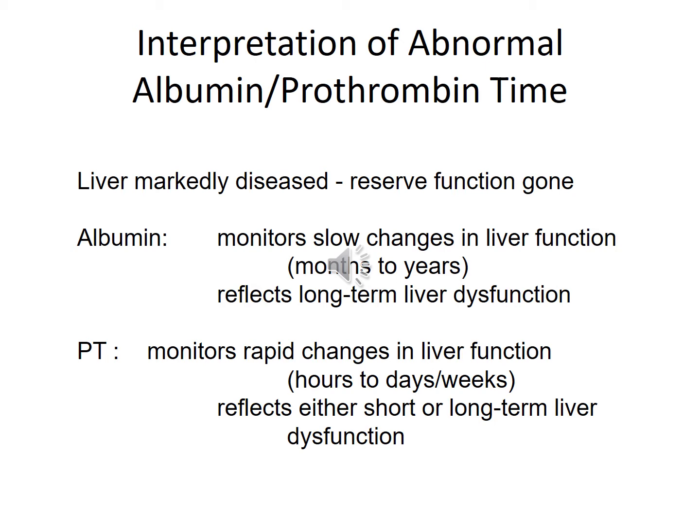If the liver is markedly diseased, the reserve function will be lost. It is worth noting that albumin monitors slow changes in liver function because its half-life is somewhat prolonged, reflecting long-term liver dysfunction. The prothrombin time, on the other hand, monitors rapid changes in liver function, hours to days, maximally weeks, because it reflects either short or long-term liver dysfunction because of its very short half-life.